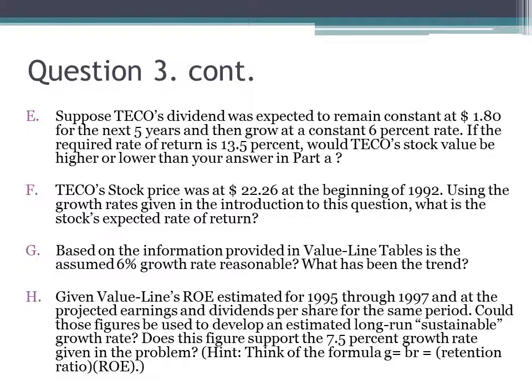Given Value Line's ROE estimated for 1995 through 1997 and the projected earnings and dividends per share for the same period, could those figures be used to develop an estimated long-run sustainable growth rate? Does this figure support the 7.5% growth rate given in the problem?